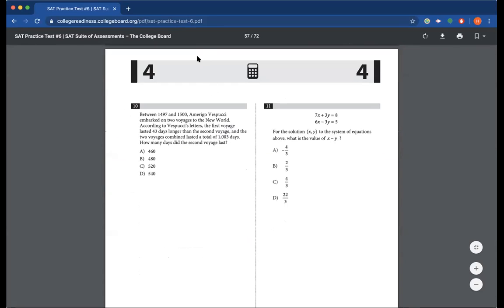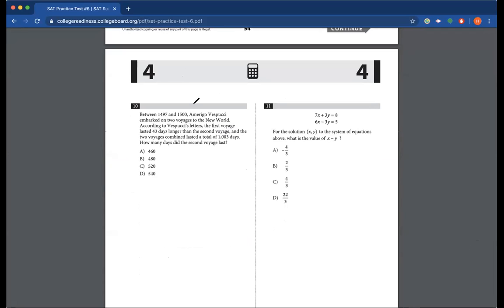In these 3 years, Amerigo Vespucci embarked on 2 voyages to the New World. According to Vespucci's letters, the first voyage lasted 43 days longer than the second voyage, and the total voyages had a combined total of 1,003 days. How many days did the second voyage last?